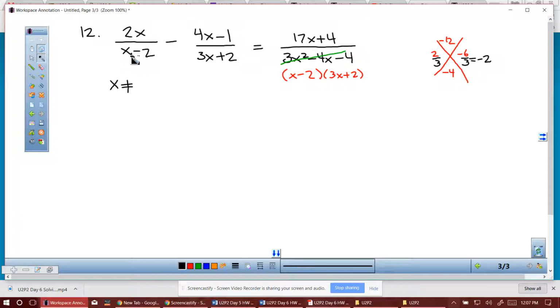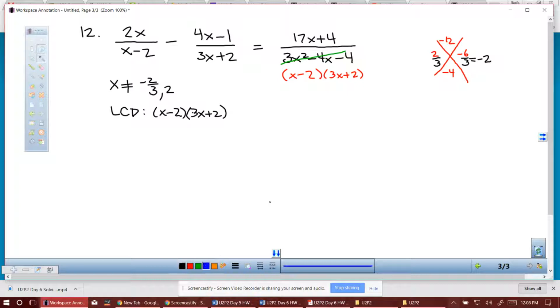Now I know that x cannot equal positive 2 and negative 2 over 3. My lowest common denominator: I start at the first fraction and write down x minus 2. I go to my second fraction and write 3x plus 2. Then as I move over here, I've already written them down. There are no multiplicities, so I'm good on that problem.